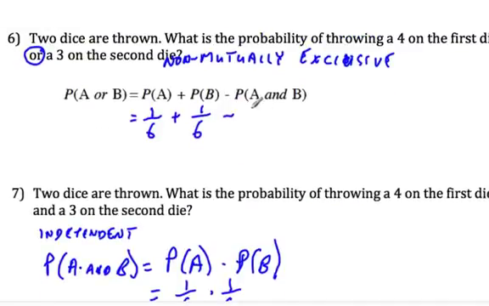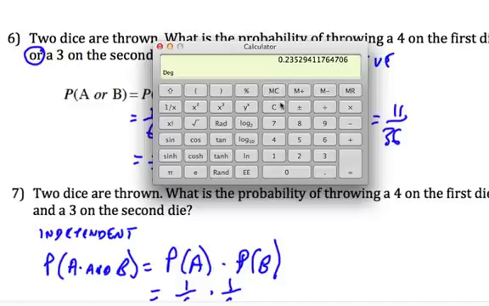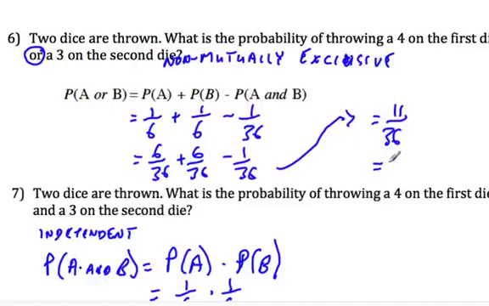And so this is equal to then 11 over 36. So 11 divided by 36 will be about 30.5 repeating percent. So it's approximately equal to 30.6%.